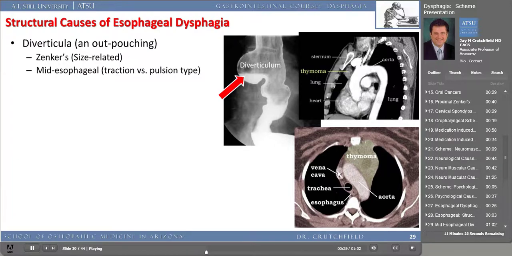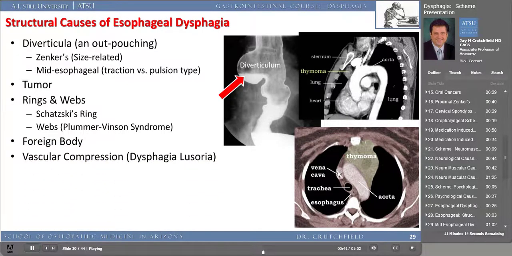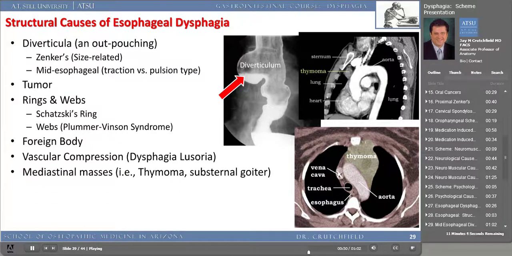Tumors of the distal esophagus or mid-esophagus are clear structural causes of difficulty swallowing. Rings and webs, foreign bodies, vascular compressions. We'll take a look at this. I've never seen dysphagia lusoria, but I definitely found a picture of one. Mediastinal masses such as a substernal goiter, which I mentioned earlier, a thymoma, even postoperative changes, trauma, radiation, all of these can lead to strictures or other structural causes of esophageal dysphagia.